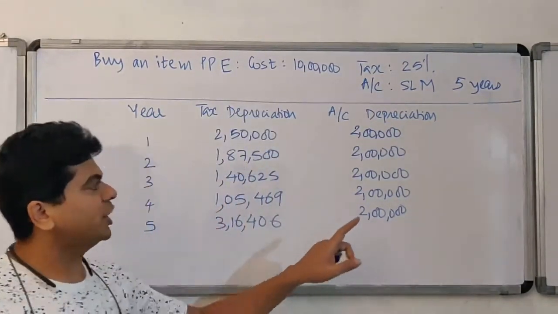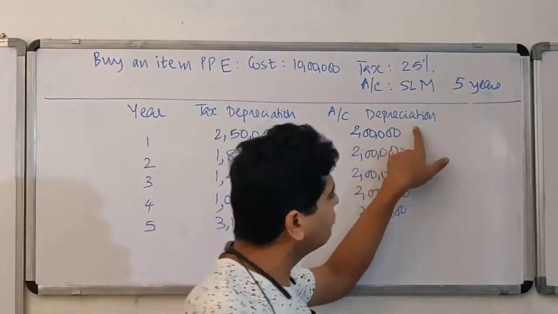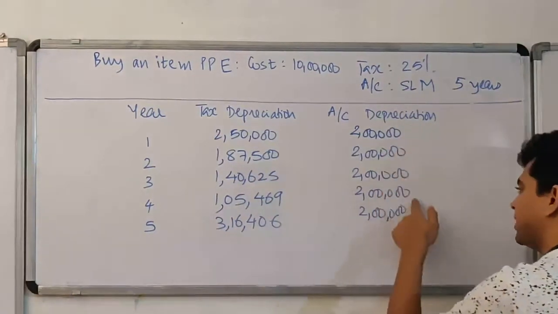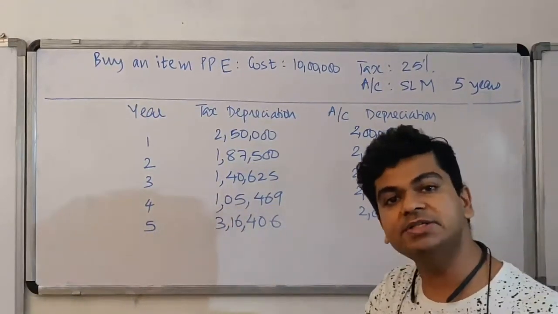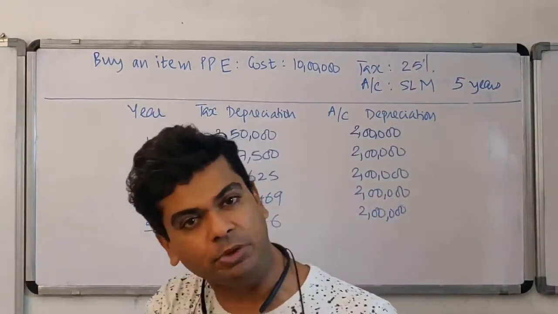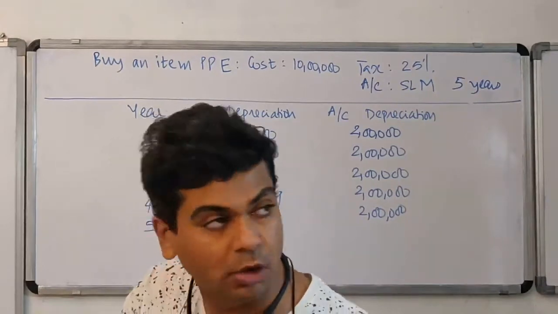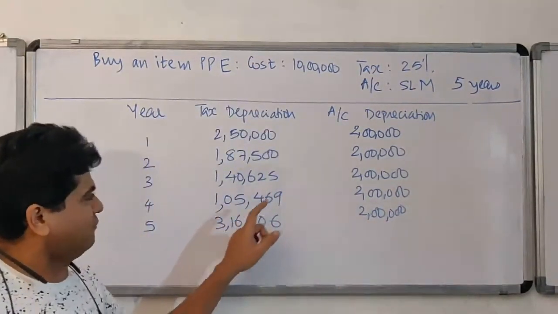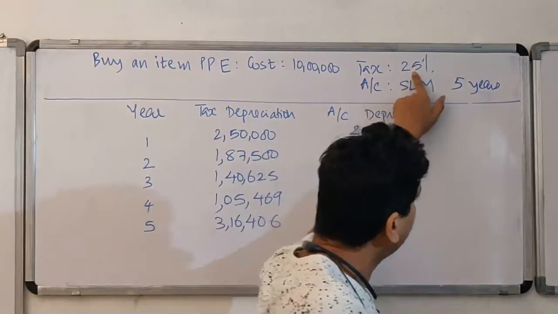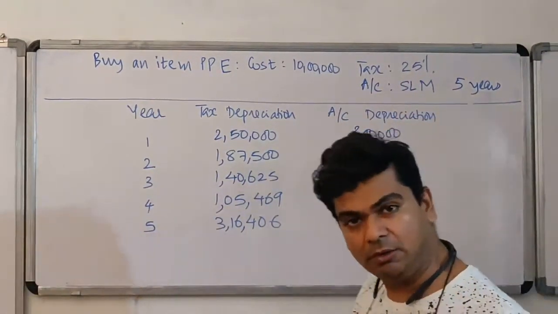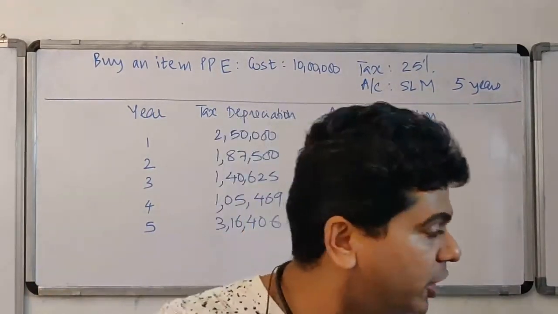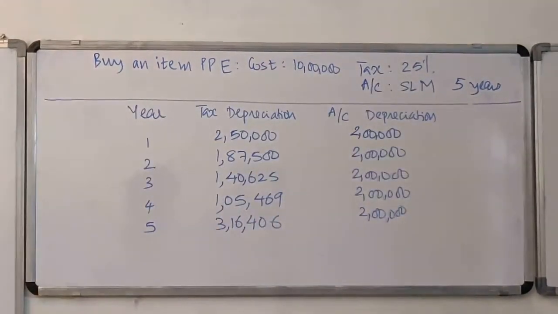So this is the depreciation that I will be providing in accounting books. But as you can see, this depreciation will not be allowed as a deduction. What will be allowed as a deduction is the depreciation computed as per the tax provision. And under the Income Tax Act, following the block of asset principle, I have provided for the depreciation. So as you can observe, there is a difference between the depreciation provided as per tax and the depreciation provided as per the accounting policy.